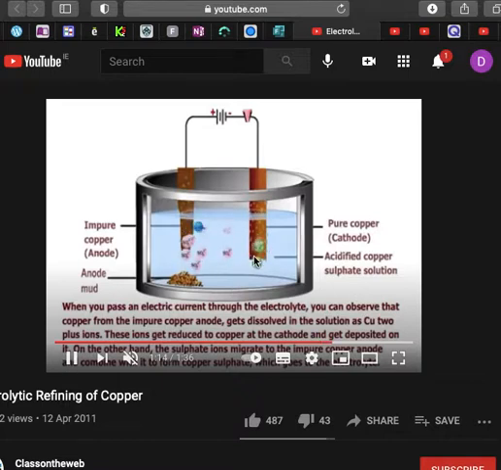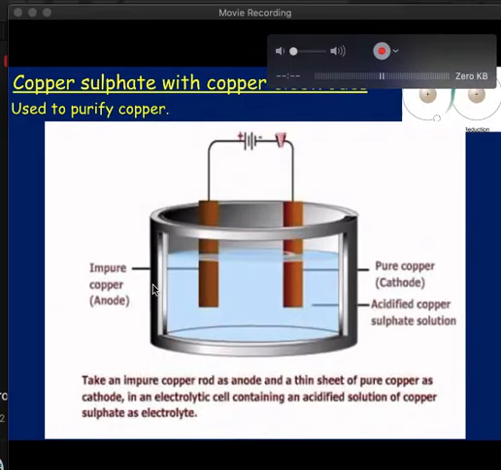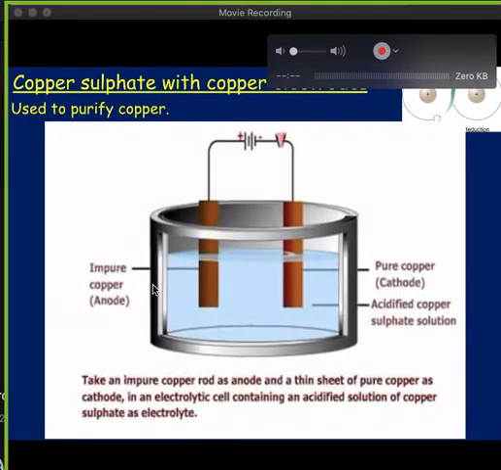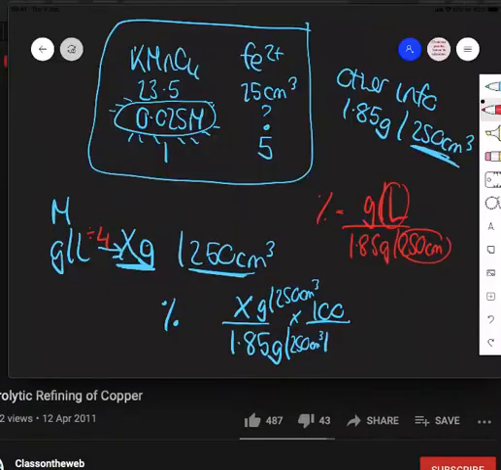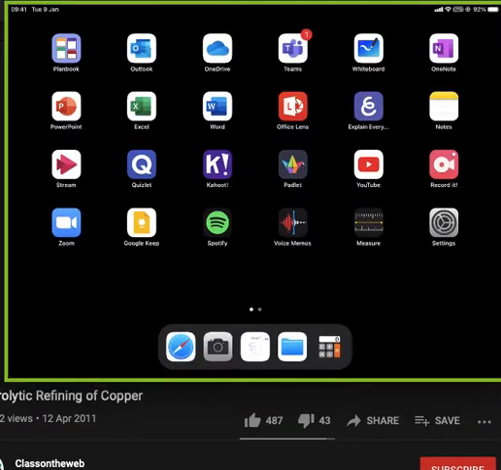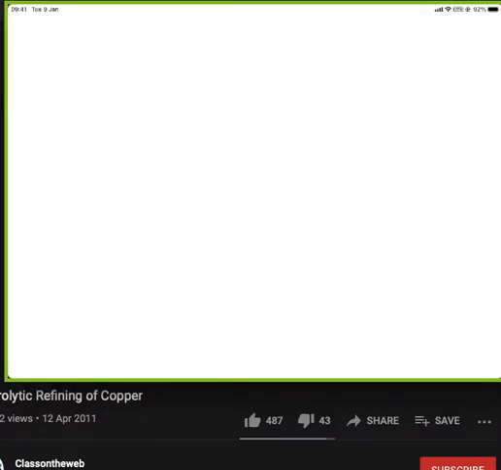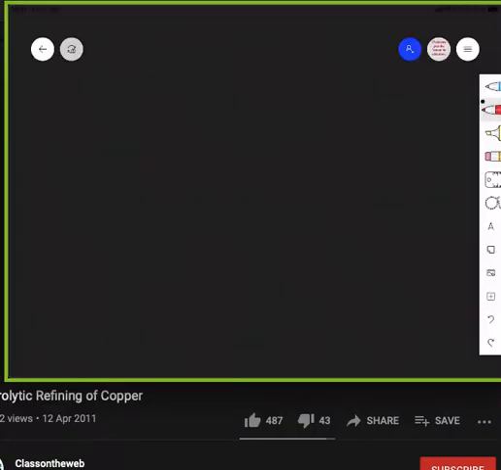I'm going to have to change my share again. In terms of copper sulfate in solution, what do you think my spectator ions are going to be?